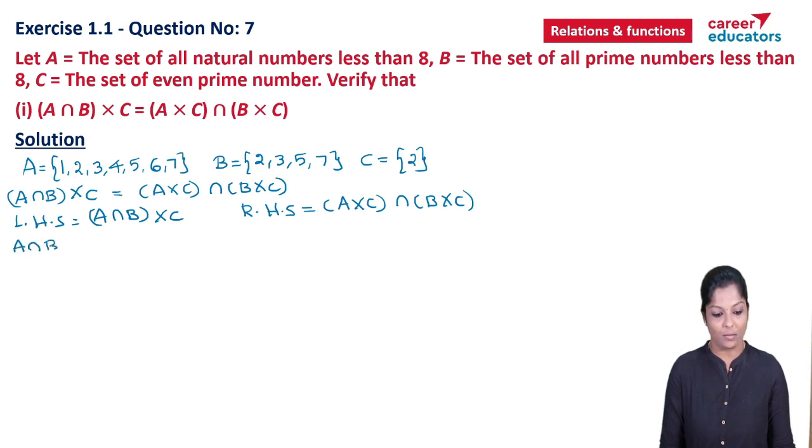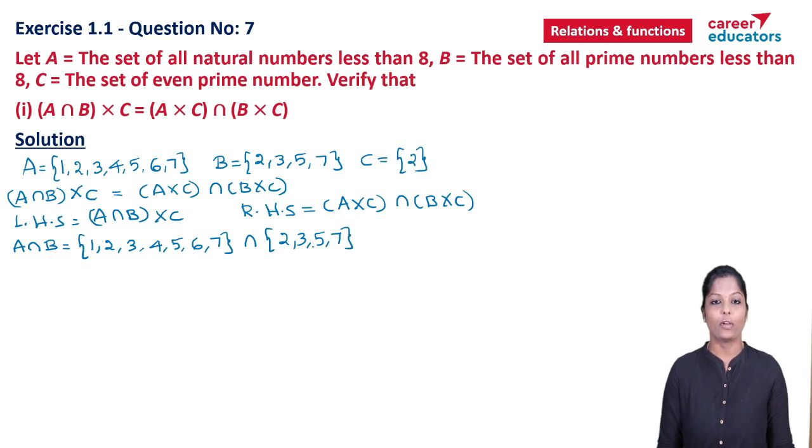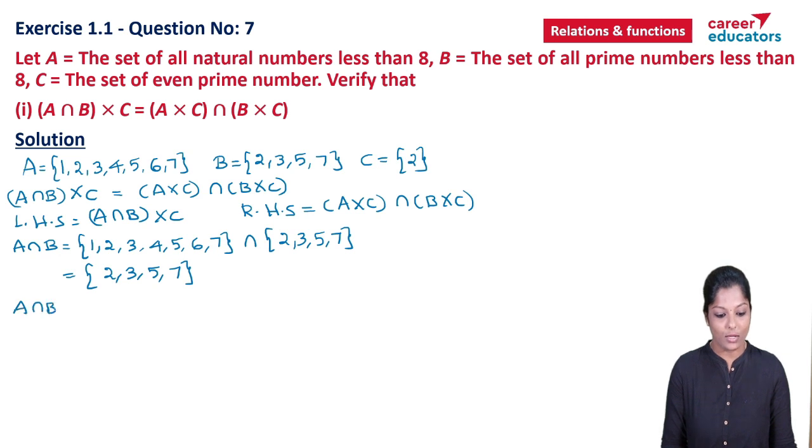A intersection B equal to, write all the elements of A, 1, 2, 3, 4, 5, 6, 7. Intersection, write all the elements of B, 2, 3, 5, 7. To find A intersection B, we have to write the common elements in both A and B. We will get 2, 3, 5, 7. Next, we have to find A intersection B cross C.